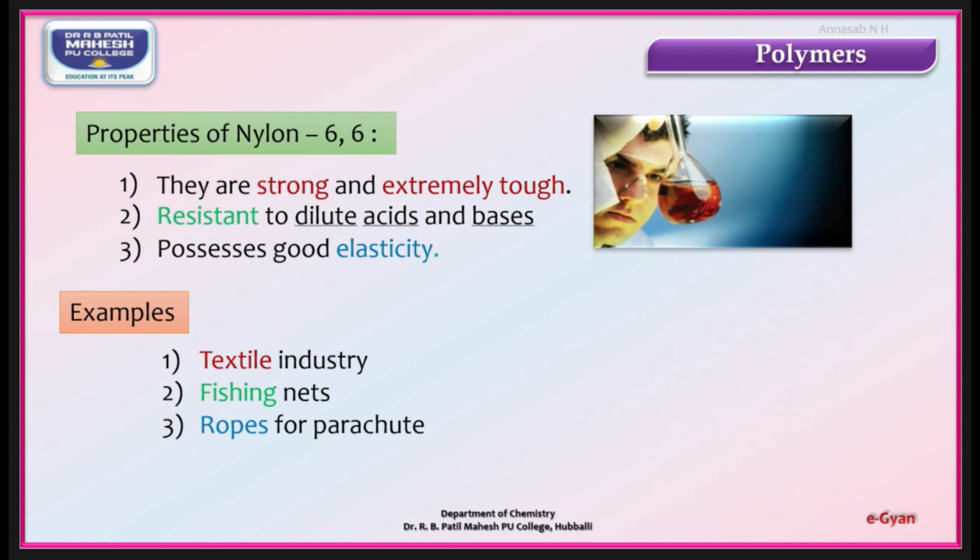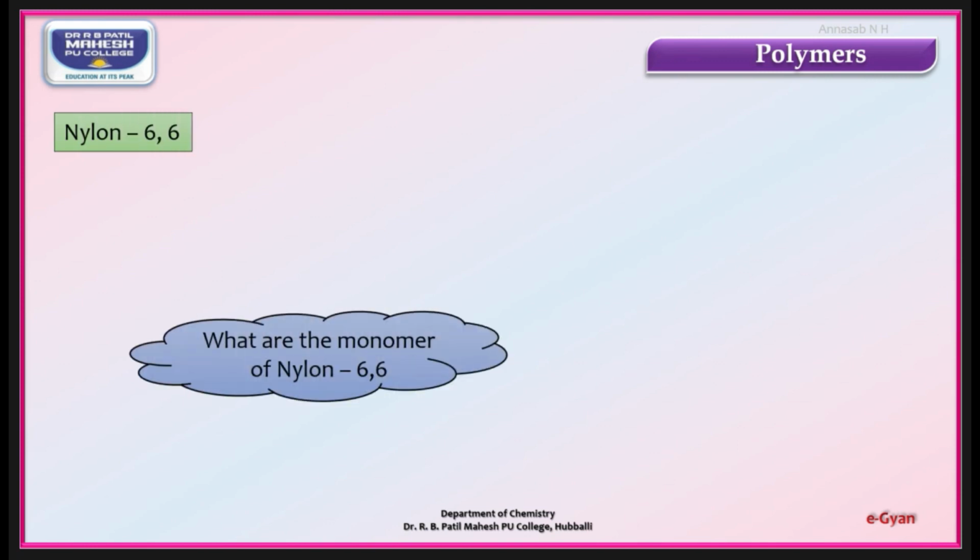Moving to the next part, that is preparation of nylon 6,6. As we know, there are 2 monomeric units used in the preparation of nylon 6,6. The first one is adipic acid and the second is hexamethylene diamine. Adipic acid has a total of 6 carbon atoms.